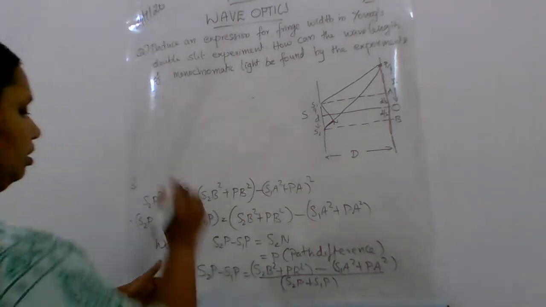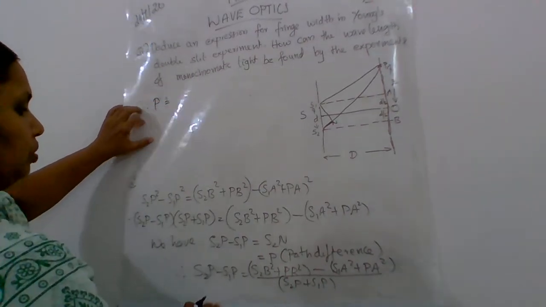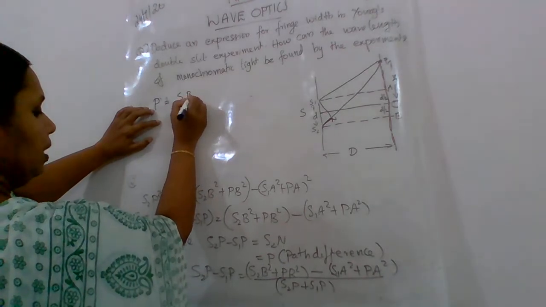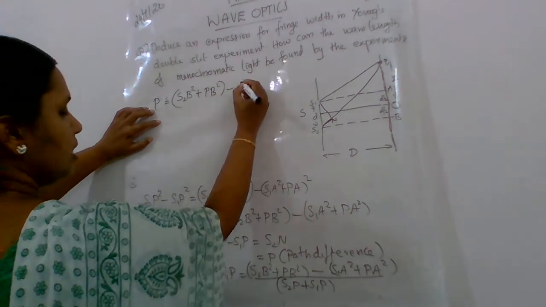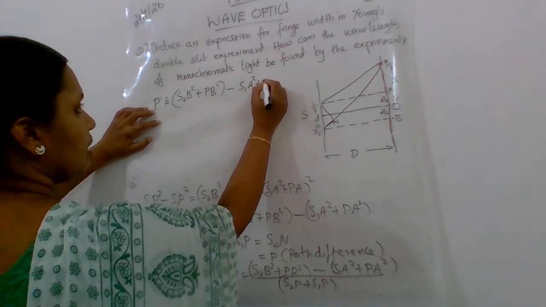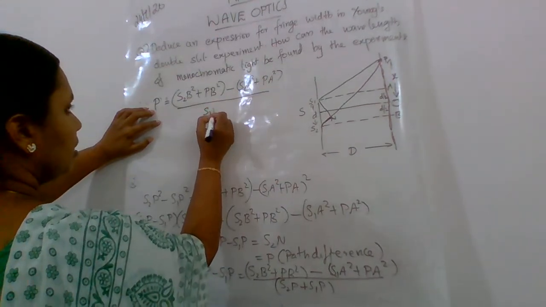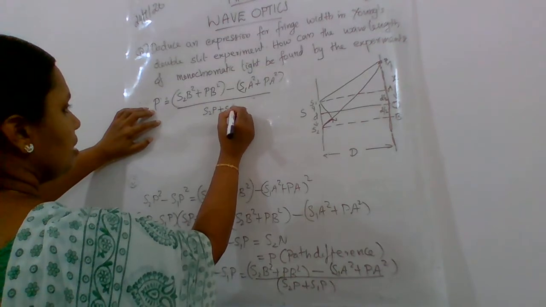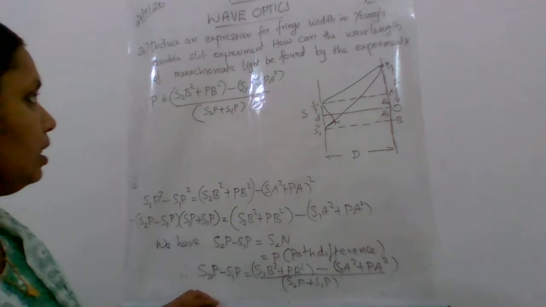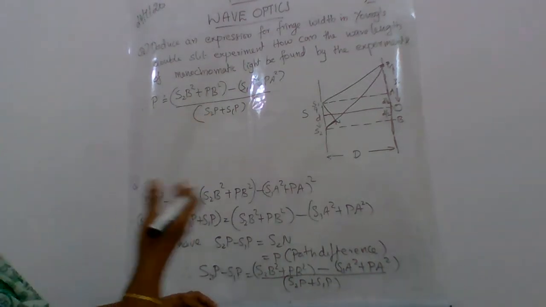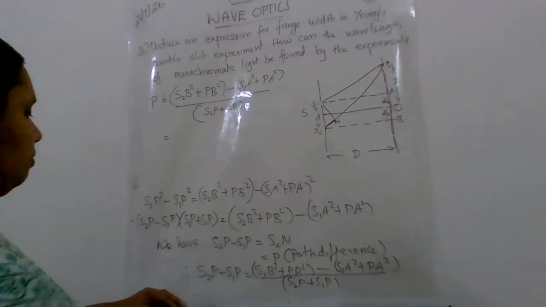So we have, therefore, the path difference P equal to S2B square plus PB square, minus S1A square plus PA square, whole divided by S2P plus S1P. The next is only the substitution for this S2B, PB and all. Okay, so we can substitute here. What is that substitution?